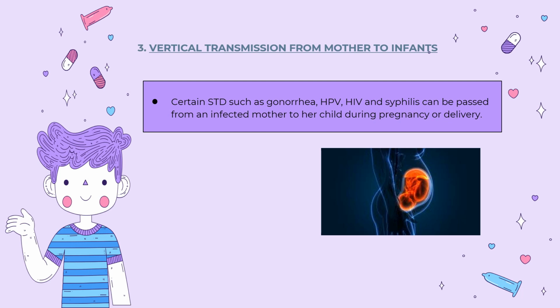This risk factor is the lowest in percentage compared to the first two factors, but it can still lead to oral STDs. Certain STDs such as gonorrhea, HPV, HIV, and syphilis can be passed from an infected mother to her child during pregnancy or delivery. STDs in infants can cause serious problems or even death in some cases. Thus, all pregnant women should be screened and treated if found positive.